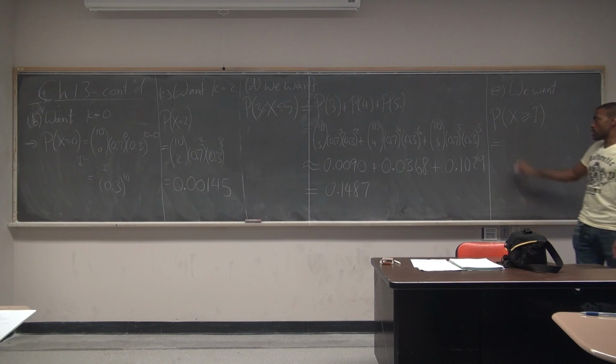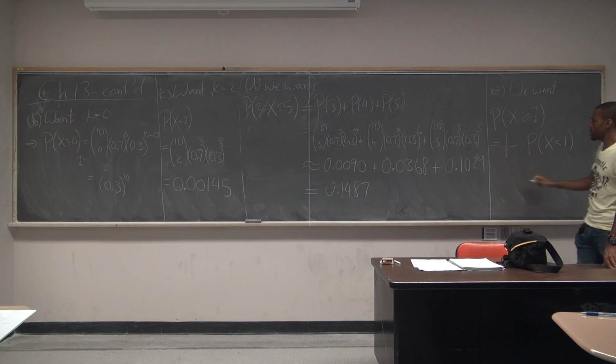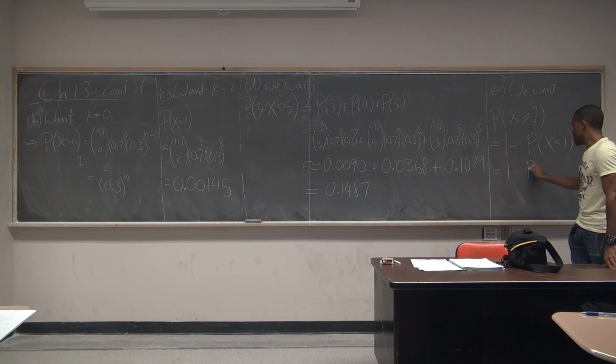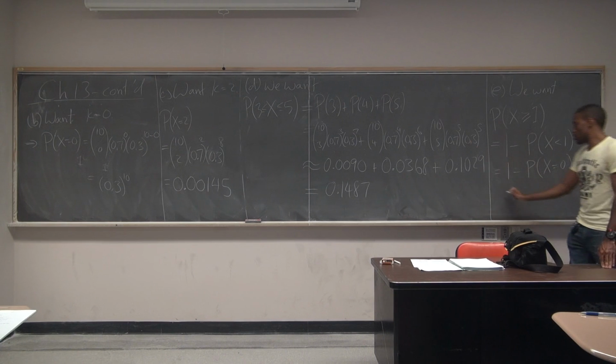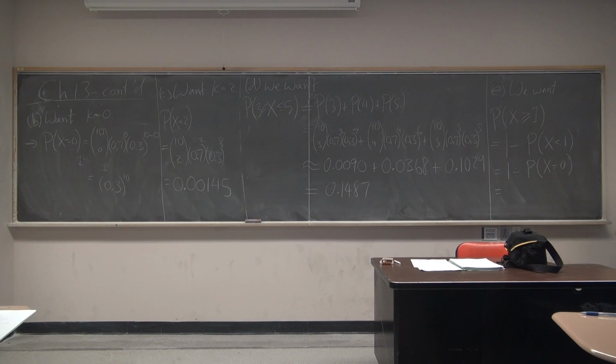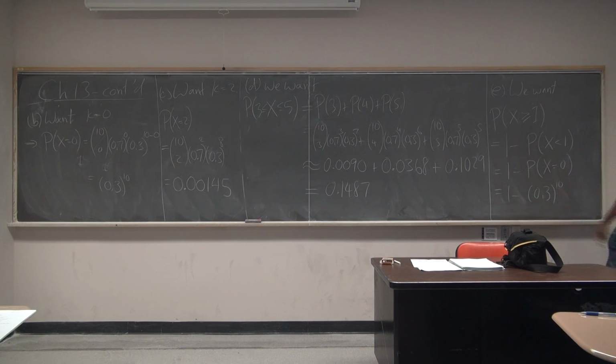The opposite is easier. We use the complement. 1 minus the probability that x is less than 1 is what we would use. There's only one way for x to be less than 1 in this scenario. X must be 0. And so we actually already computed that. So that's just going to be 1 minus 0.3 to the 10.